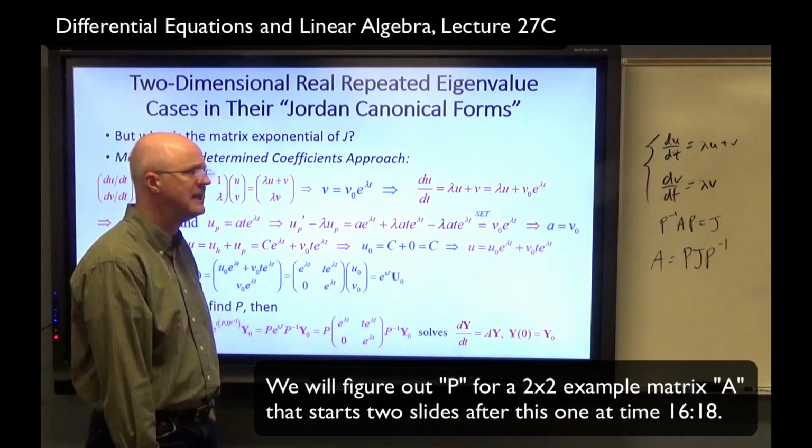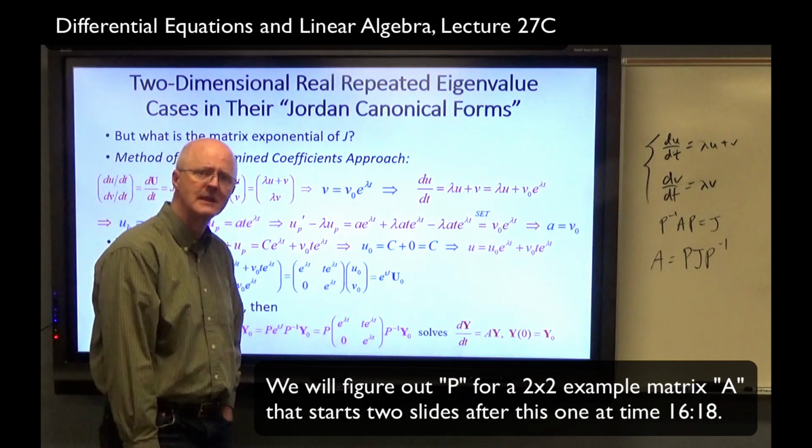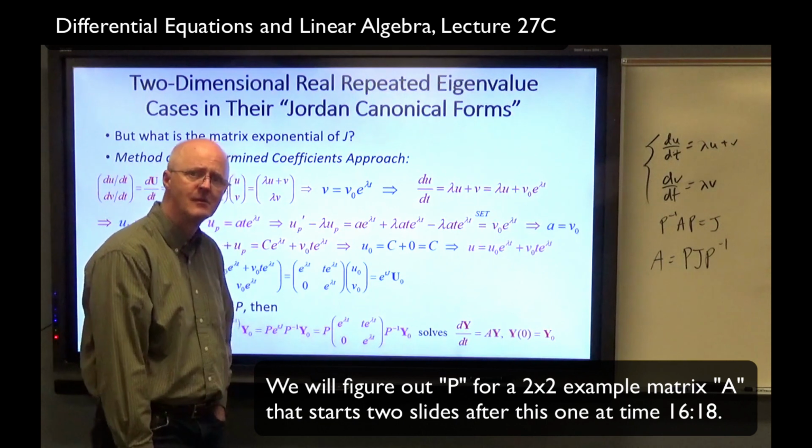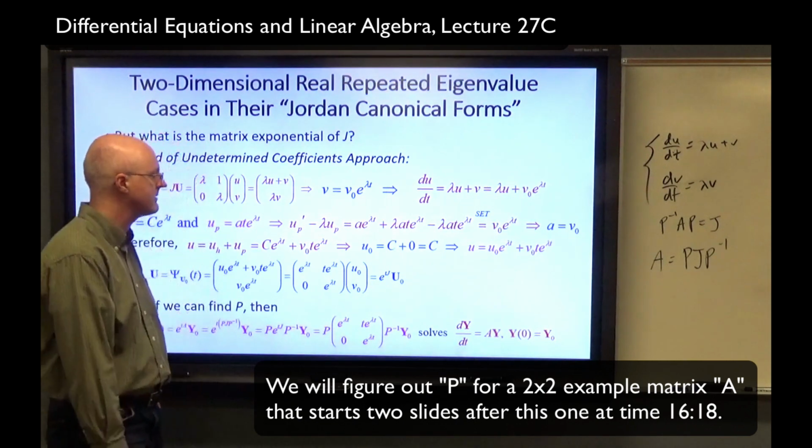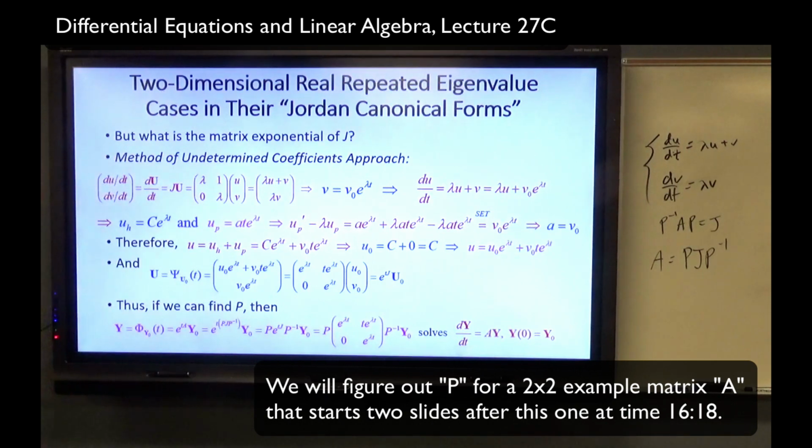But how do you figure out P if there's only one linearly independent eigenvector? Which is going to happen, actually, for the Jordan form. There's only one linearly independent eigenvector, and that's going to be the same thing as a matrix A with lambda as a double root, if it is similar to J.